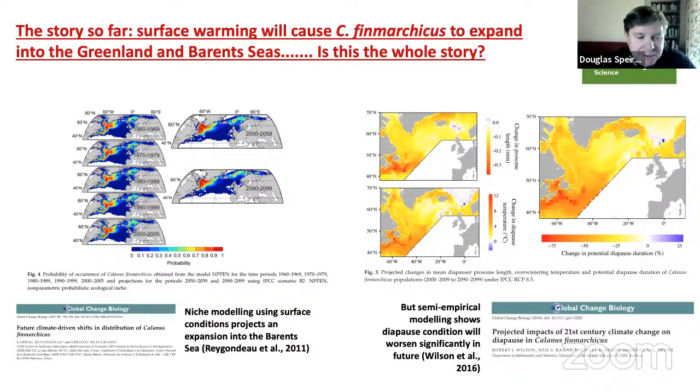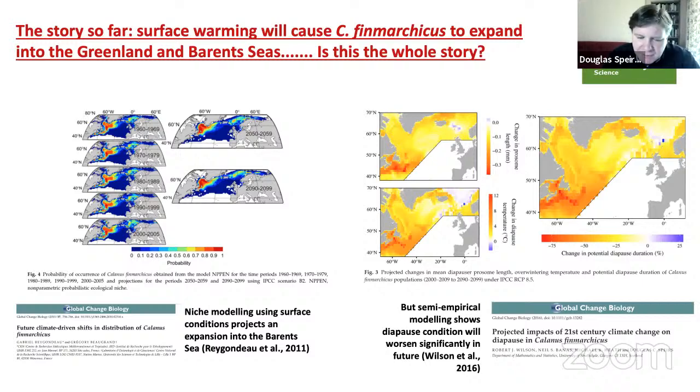you're in good company. There are papers that certainly have predicted this based on probability of occurrence and the effect. So these are statistical models that have temperature included. And so the increase in sea surface temperature over this period is predicting increased occurrence in the Arctic. And you can see this in the figure from the Reygondeau et al. paper, 2011, that shows the changing distribution over decades, historically and into the future, based on these increasing temperatures. But it's not quite as simple as that.